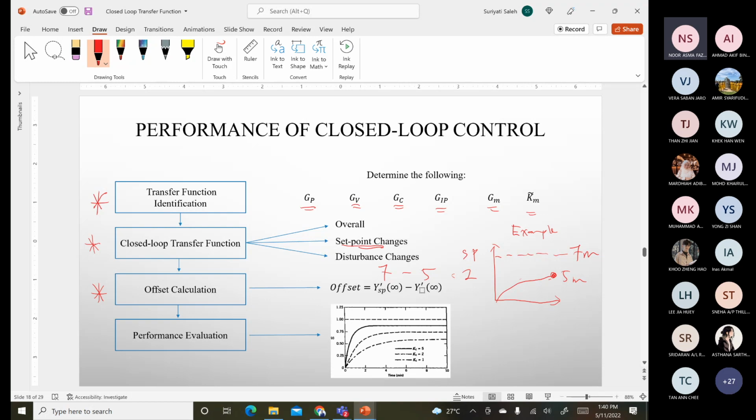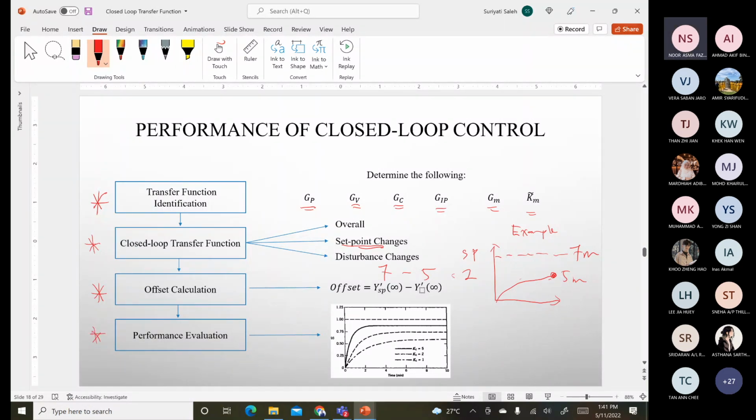So here the objective is we want to evaluate the controller performance. We put the controller. The controller function is to maintain the process at the set point value. To maintain means to reach the set point value. So here we can assess by mathematical equation. We calculate it. Do we get the offset value or not? That is what is called the offset calculation. And lastly is the performance evaluation.